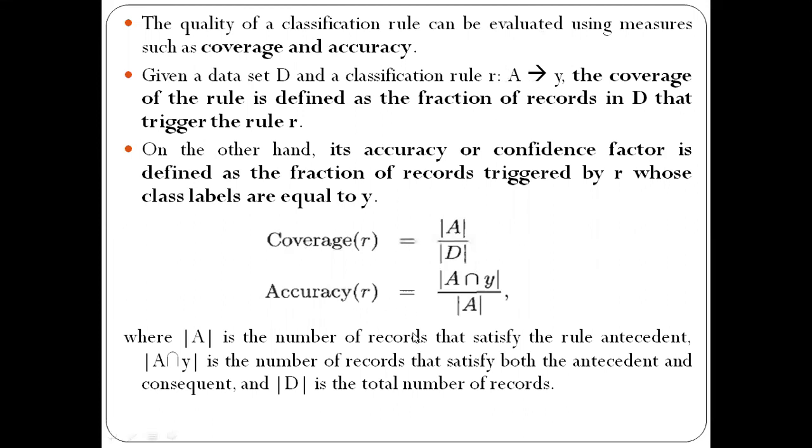So these are the equations that we must use in order to calculate the rule coverage and the accuracy. Rule coverage is |A| by |D|, which is nothing but the fraction of records in D that satisfy the rule R.